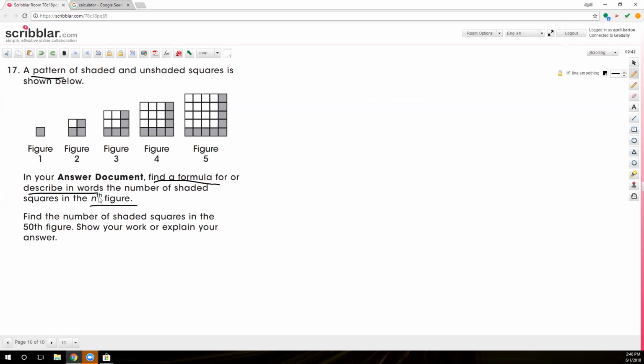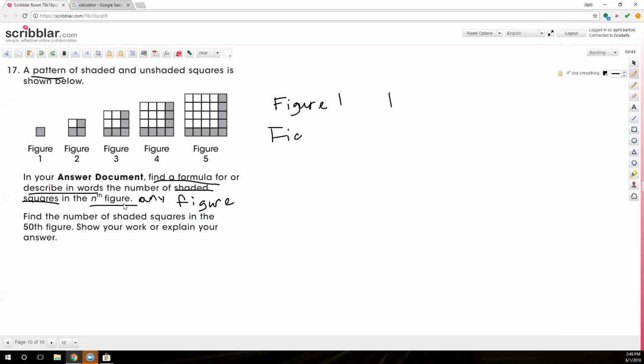So when they say the nth figure, that means any figure you want. If you wanted to know the 100th figure or the 500th figure, the nth figure is, I want to describe this for any figure I want to know about. And specifically they said the shaded squares. So for figure 1, how many shaded squares do we have? Just 1.